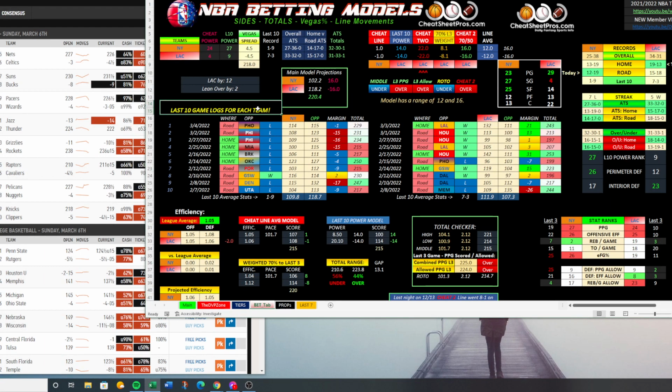Next game, we got the Knicks at the Clippers. Clippers laying 4.5. You can see here LAC by 12. So this is a difference of 12 between our model and the spread. Our model has -16, so that kind of jumped out at me. We have them winning 118-102, so I was kind of shocked to see that. So we have them covering the spread.